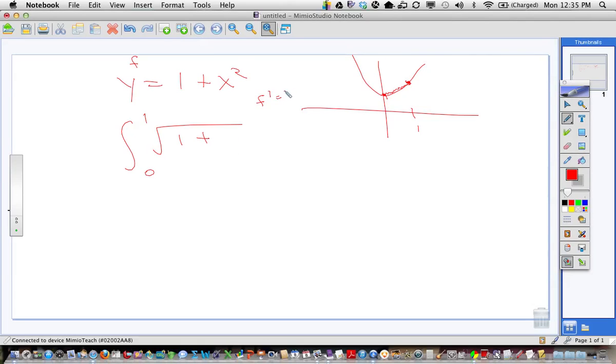F prime would be 2x, and then we want to square that. So 2x squared would be 4x squared. So we would go ahead and do that, and we would set that up. Now, in part A, they wanted you to approximate the length of the curve with 20 midpoints. Well, that's where you get out that area document that I sent you, because anytime it's 10 or more, you get to use that area document.